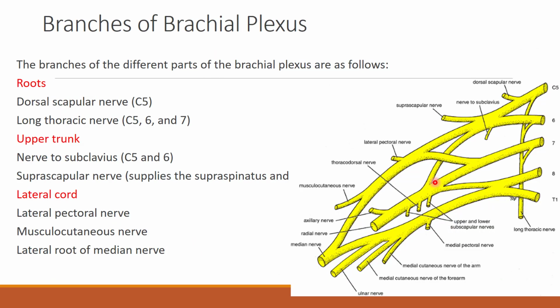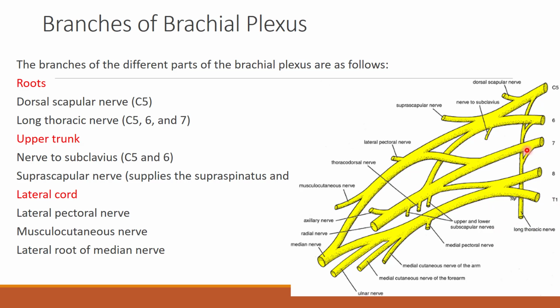Now we will see some of the branches of the brachial plexus. First of all, from the roots, two branches come out. One is the dorsal scapular nerve, which comes out only from C5. See here, this is C5 and from this root, the dorsal scapular nerve will come out. Then there is a nerve which comes out from C5, C6 and C7. This is named the long thoracic nerve. This is the long thoracic nerve.